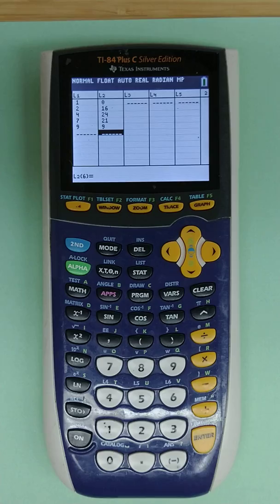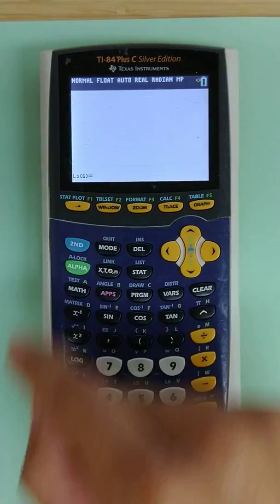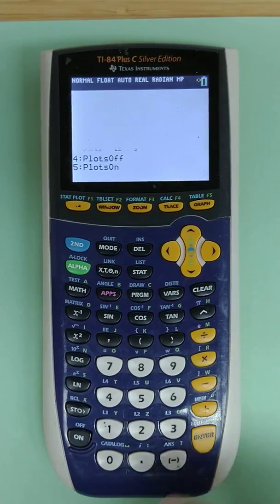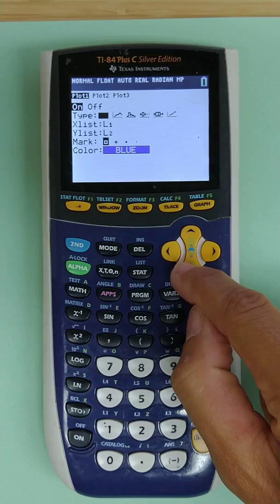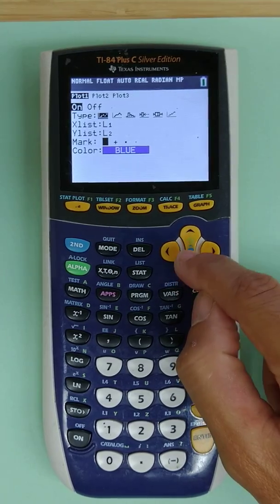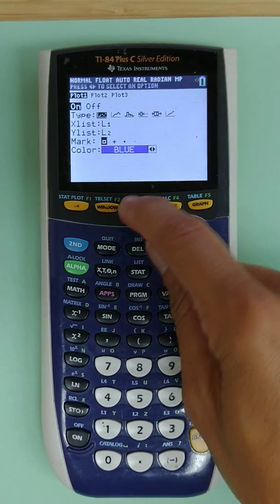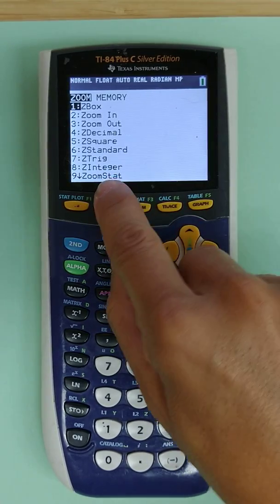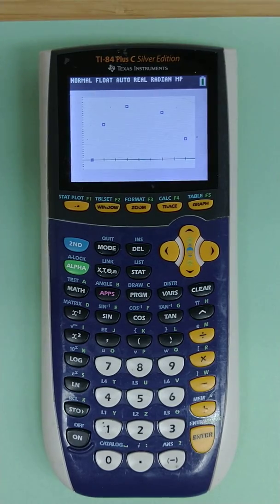Once the data is entered, you have to turn your scatter plot on. So you go to second y equals, click the first scatter plot or the first option, toggle it on, pick your type, your color, and here to get it to fit to the window you have to do zoom stat, which is the 9th option, zoom 9. That fits your data to the window.